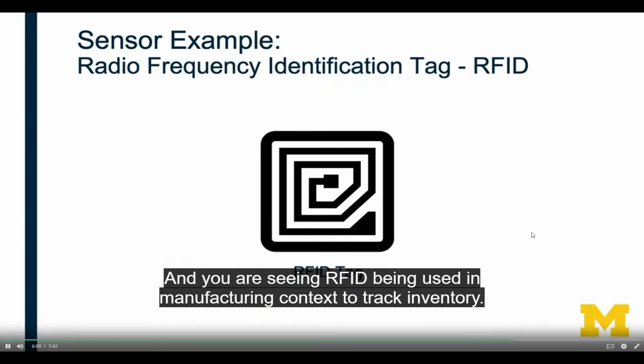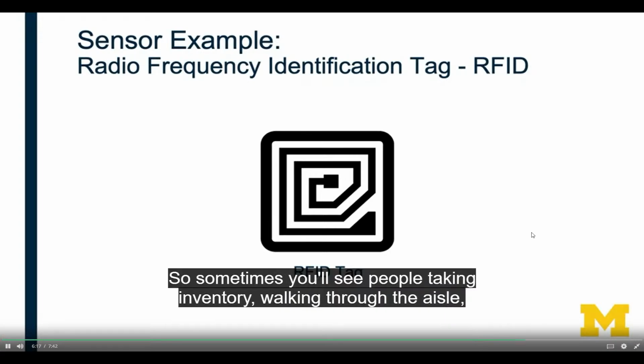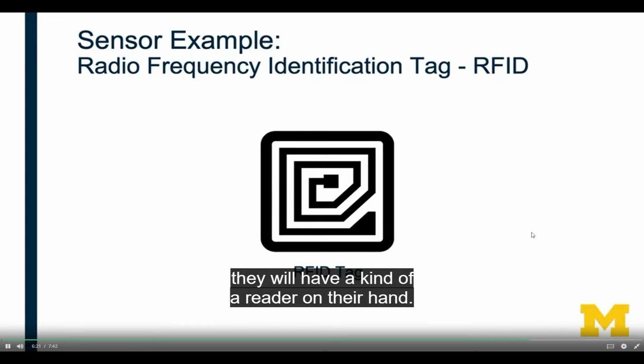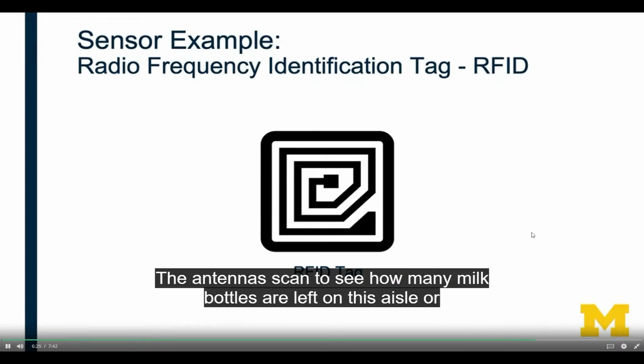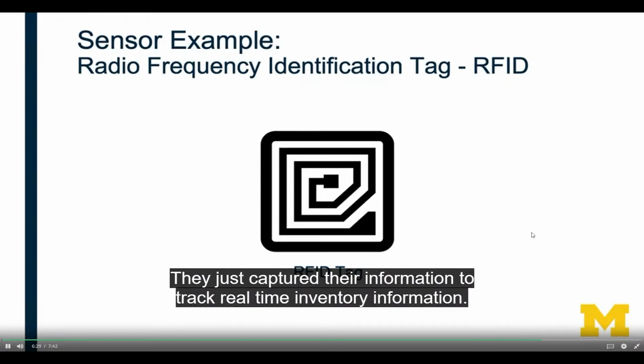You would have seen RFID being used in a manufacturing context to track inventory. It's used in grocery stores. Sometimes you'll see people take inventory, walking through the aisle. They'll have a reader in their hand. They scan to see how many milk bottles are left in this aisle or something like that. They just capture the information to track real-time inventory information.